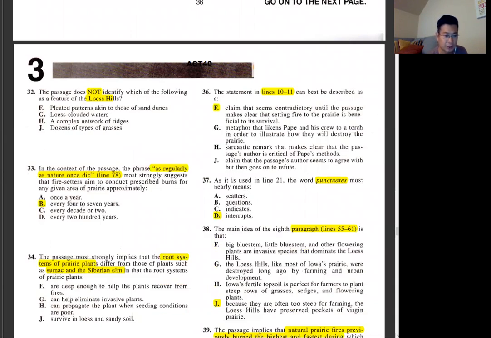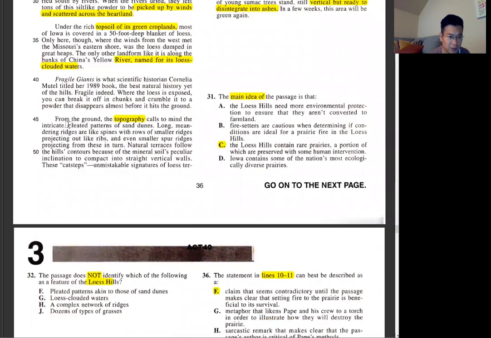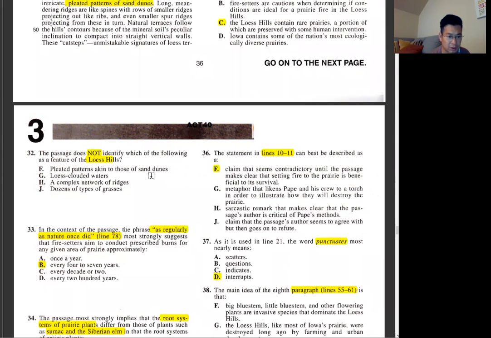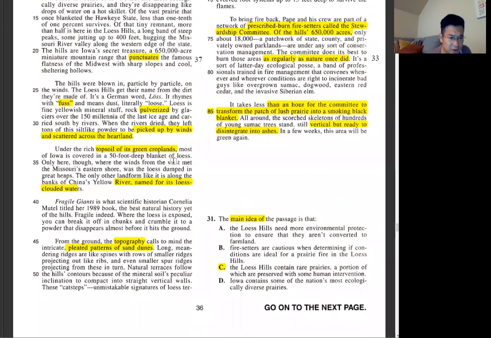So 32, not identify which of the following features of this maybe pattern scheme to those ascending. Yes, it talks about here 40, yeah, here ascending. And then those cloud waters, and then complex network, rich, and dozen of types of. So this type of question takes the longest time because you have to find all the evidence one by one. I remember they talk about loess cloud waters somewhere.